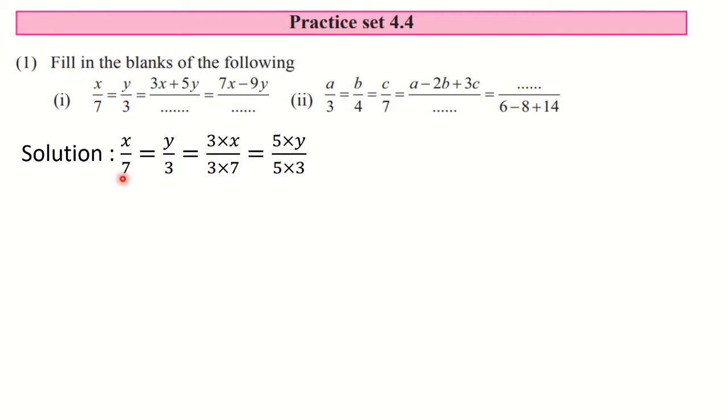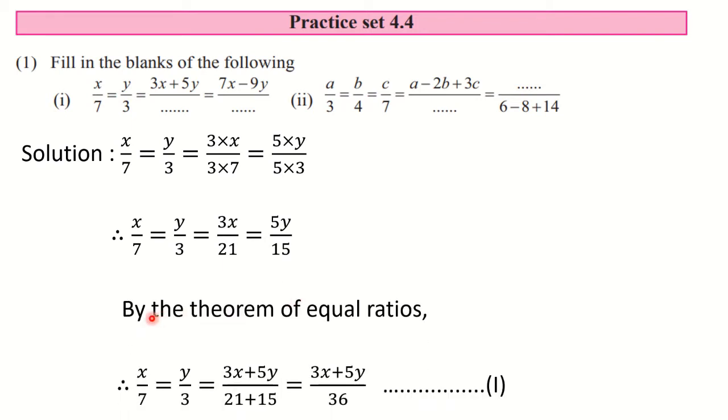So all these four ratios are the same. Then we can write down the answer. x upon 7 is equal to y upon 3, that is equal to 3x upon 21 is equal to 5y upon 15. Now we have got the required numerators, which we can add by using the theorem of equal ratios. So at this stage you are going to use the theorem of equal ratios. Write down the statement.